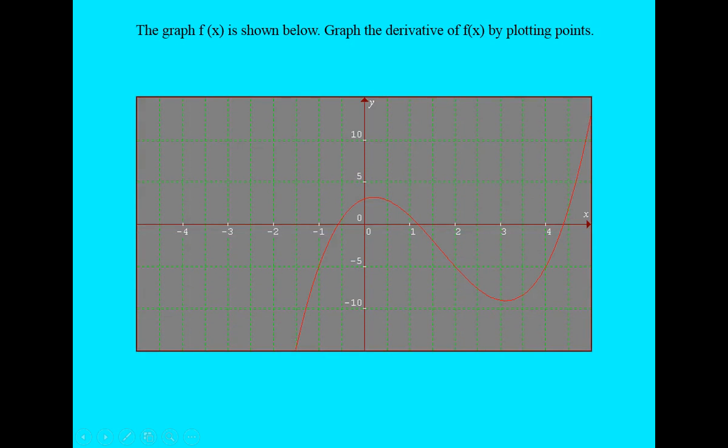The last concept that we're going to be looking at is how to graph a derivative function just by looking at the graph of the function. Here we're given the graph of f of x, and it's asking us, can you graph the derivative of f of x by plotting some points.